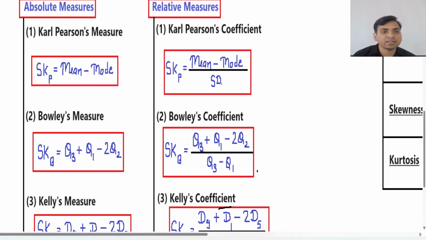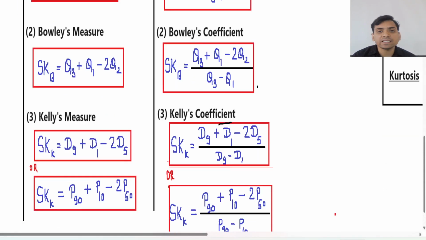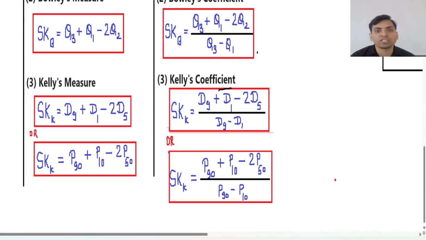For Bowley's measure, we will divide this Bowley's measure by Q3 minus Q1 as we are using highest quartile and lowest quartile. And in the same way for Kelly's coefficient of skewness, we will divide this quantity by D9 minus D1. And for percentile form, we will divide this quantity by P90 minus P10.